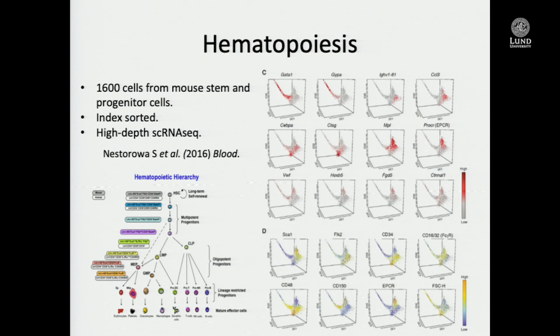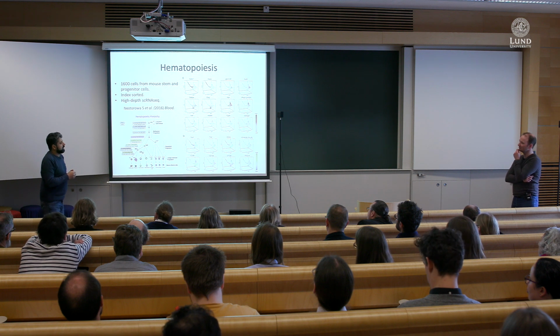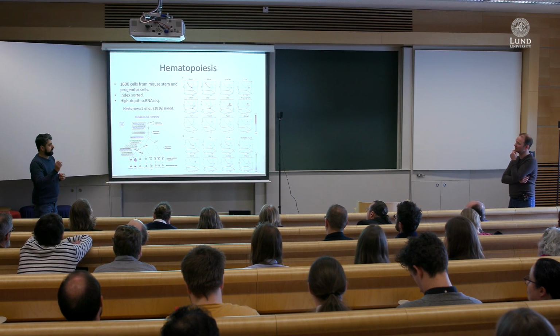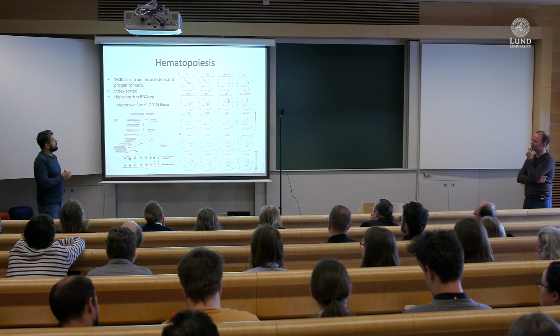The experiment done here was by a group in Cambridge from the Berthold Göttgens lab, and they profiled 1,600 cells from mouse stem and progenitor cells, which are basically up here at the top. They did fairly high depth single cell RNA-seq, so they captured the transcriptome for each individual cell, for 1,600 cells.